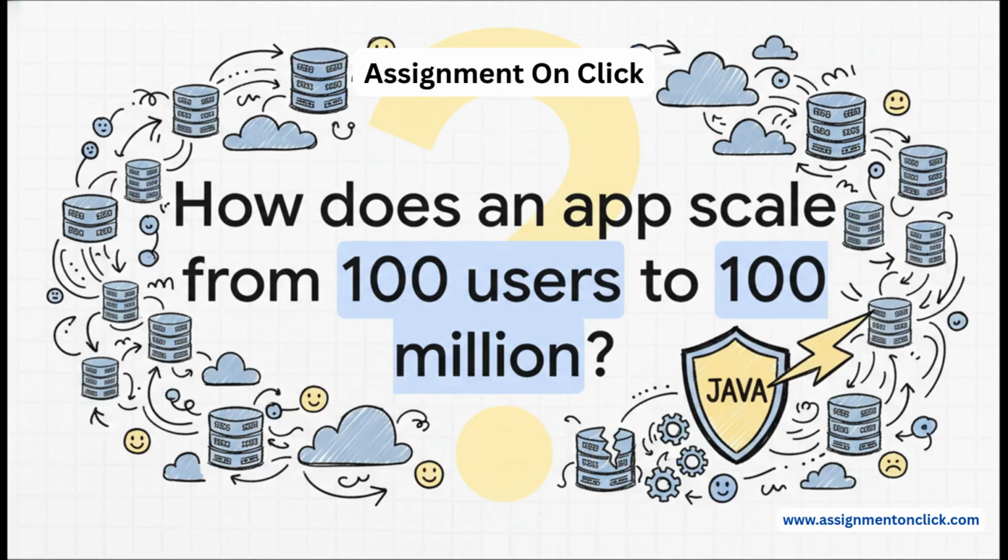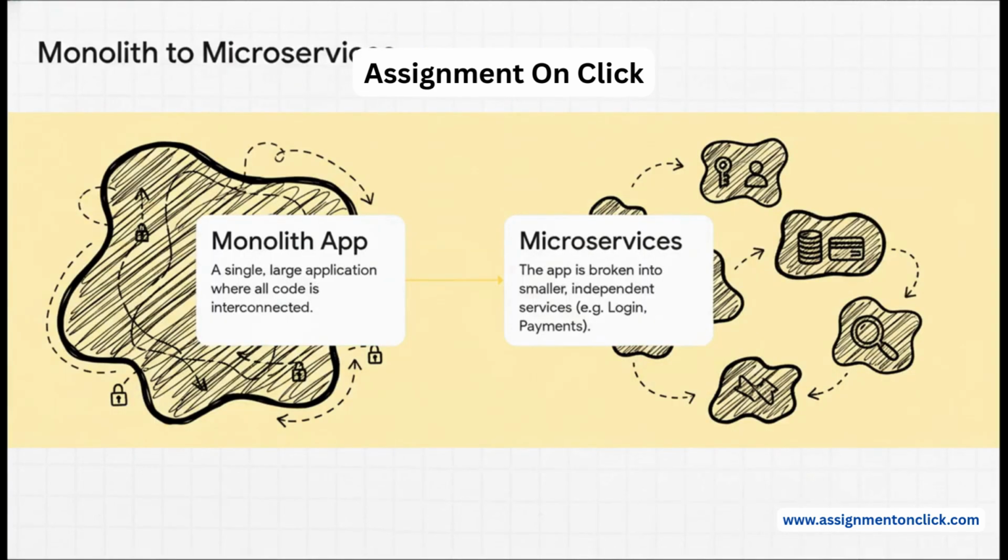And the old way of building things just couldn't handle that kind of pressure. The solution was a major shift in thinking. Originally, apps were built as monoliths, one giant interconnected block of code. The modern approach, which we call microservices, is to break that monolith apart. So you have one small independent service for user logins, another just for payments, another for search, and so on.